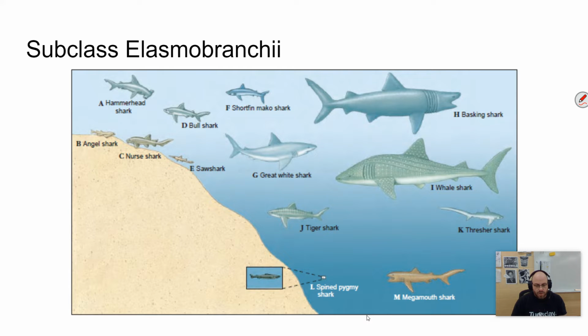Here's a picture of some sharks. You've got some big ones, like the whale shark and the basking shark, and then you've got the megamouth shark, which is kind of weird. There's the pygmy shark there, the kind we can all be cool with. There are 937 species of Elasmobranchii, a very specific number.